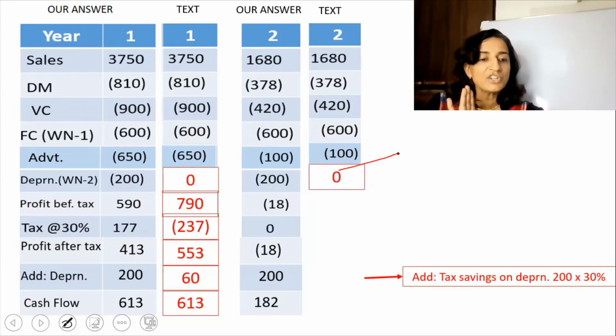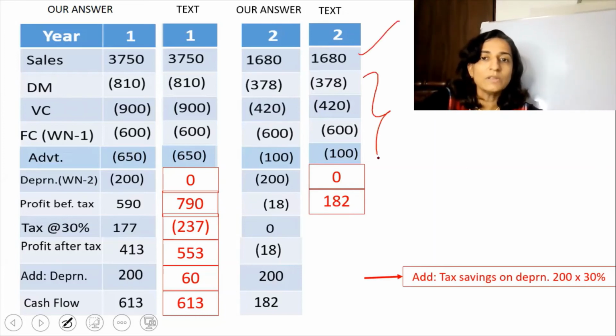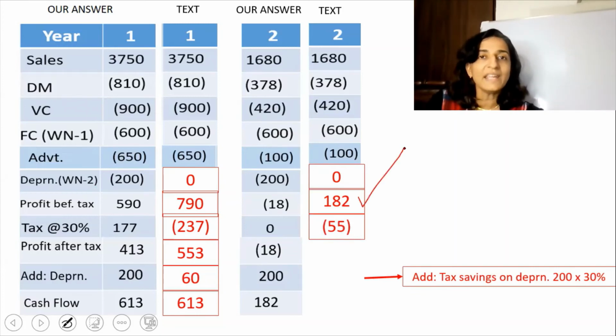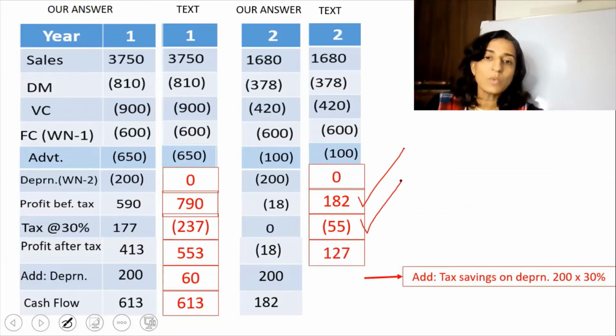They've taken the depreciation amount as 0 and then they have worked out the profit before tax, that is sales minus all the expenses. So you get a 200 difference here. That is because of the depreciation. And what is the tax at the rate of 30%? Tax at the rate of 30% is 182 into 30%. That is how you get 55 as a tax. And then you get the profit after tax. Profit after tax is 127.